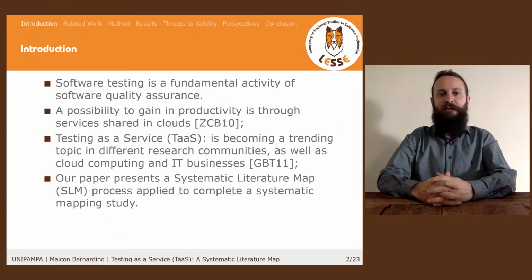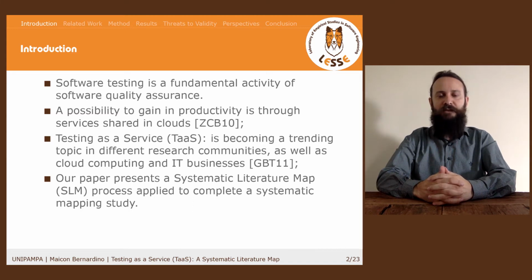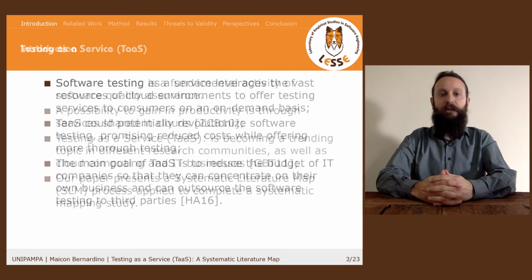Introduction. Software testing is a fundamental activity of software quality assurance. A possibility to gain in productivity is through services shared on cloud. A new term, known as testing as a service, TaaS, is becoming a trending topic in different research communities as well as cloud computing and IT businesses. TaaS is a relatively new aspect of software testing and comes with many potential risks and challenges which can be mapped through their quality attributes. In order to reach these quality attributes, our research presents a systematic literature map (SLM) process applied to complete a systematic mapping study.